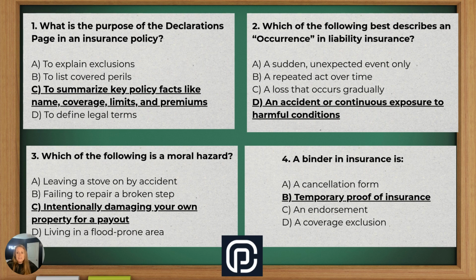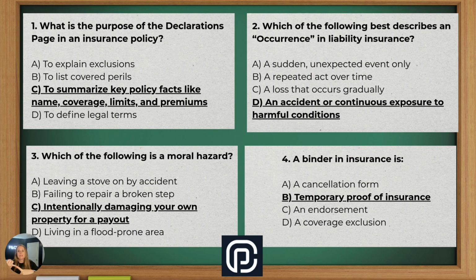All right, so what is the purpose of the declarations page in an insurance policy? So the answer to that is C. It is to summarize the key policy facts like name, coverage, limits, and premiums. So what's in the declaration page? The declaration page is your who, what, when, where, and how much, right? So the whole purpose of that is exactly what C says.